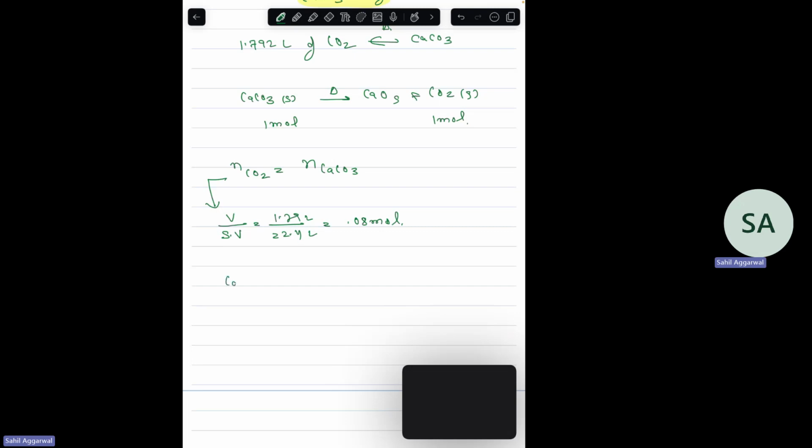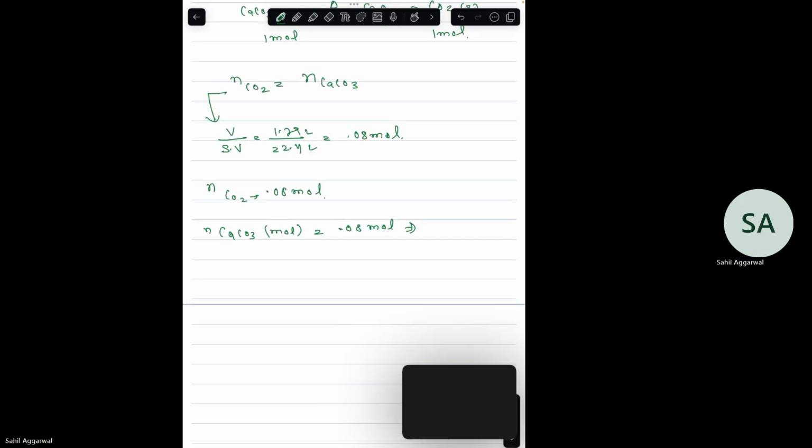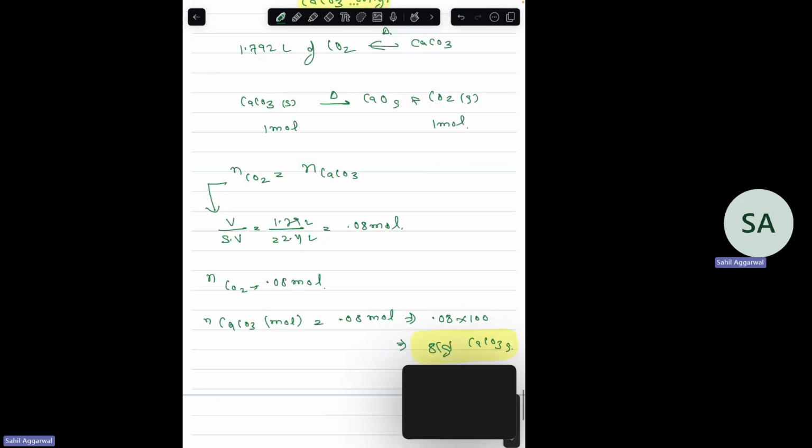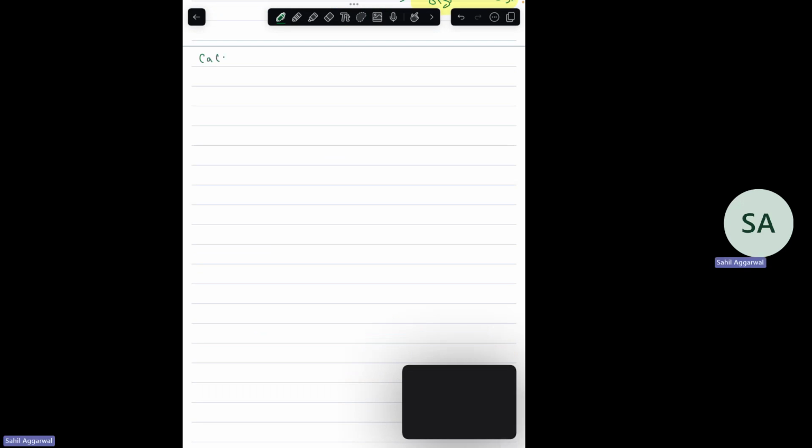तो हमें CO2 के मोल्स मिल गए 0.08 मोल. मतलब CaCO3 के मोल्स भी मिल गए 0.08 मोल. मतलब ये हो गया 0.08 इंटू 100, क्योंकि इसका मोलिकुलर मास 100 होता है, तो हो गया 8 ग्राम्स. 8 ग्राम्स हमारे पास CaCO3 आ गया. तो मिक्सचर में से 8 ग्राम तो CaCO3 है.